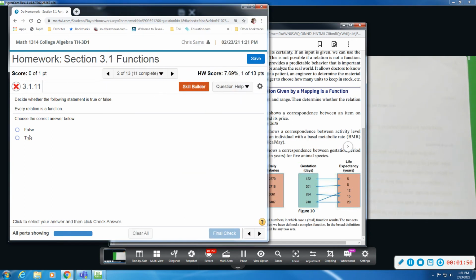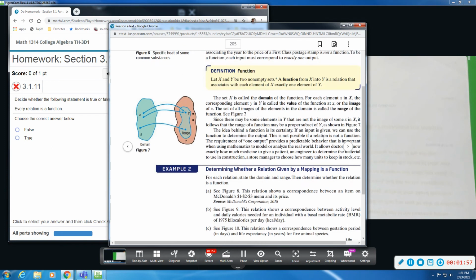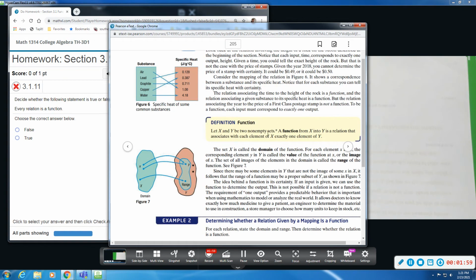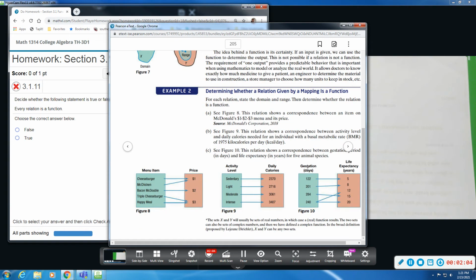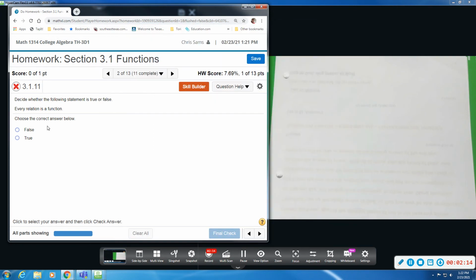So to answer this question, it says every relation is a function. Here we have a relation that is not a function because a function says each X element has exactly one Y. And you can see here, one of these X elements has more than one Y. So this is not a function, however it is a relation. So the statement that every relation is a function is false. However, if it had said every function is a relation, that would have been true.